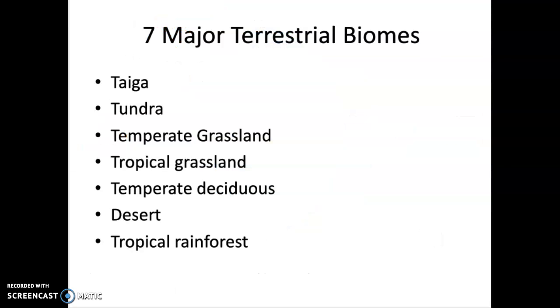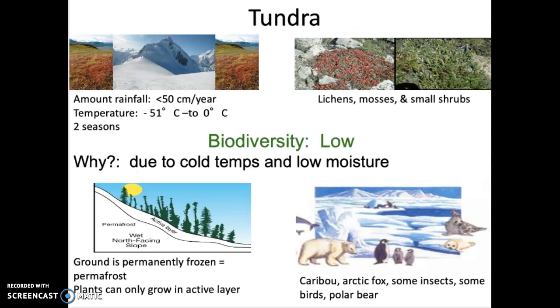Now there are 7 major terrestrial biomes: the taiga, the tundra, the temperate grasslands, tropical grasslands, the temperate deciduous forest, the desert, and the tropical rainforest, and we're going to look at each one of these. We're going to start with the tundra. This is the lowest biodiversity of them all. We're basically going to be working our way from the endpoints of the Earth towards the center in terms of biomes as we go over this.